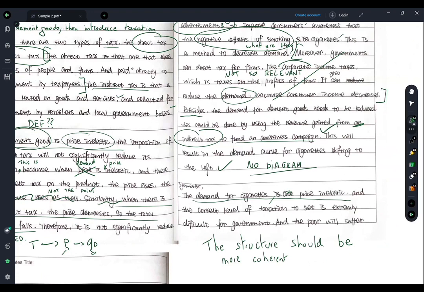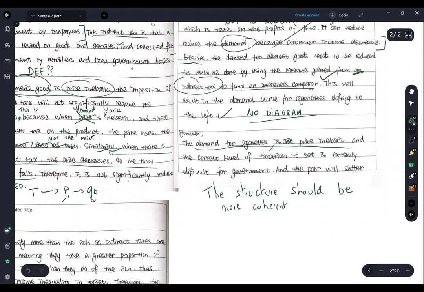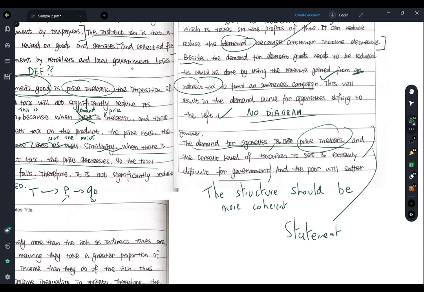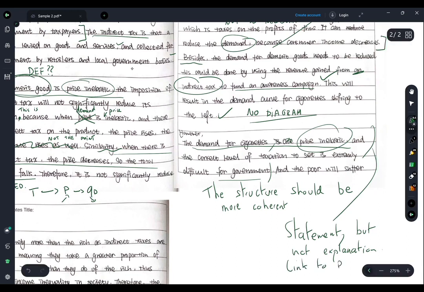So okay, however, the demand for cigarettes is price elastic, and the correct level of taxation is extremely difficult for a government. Why? Is it because the demand is price elastic, or is it because the government doesn't have good information? So same thing here, you have a statement, which actually may be valid. It may be very difficult to set the correct level of taxation, but no explanation. Why is it difficult for the government to know the correct level of taxation? And how does this relate to the fact that the demand is price inelastic? Okay, linked to the PED, I don't really see how it is relevant here.